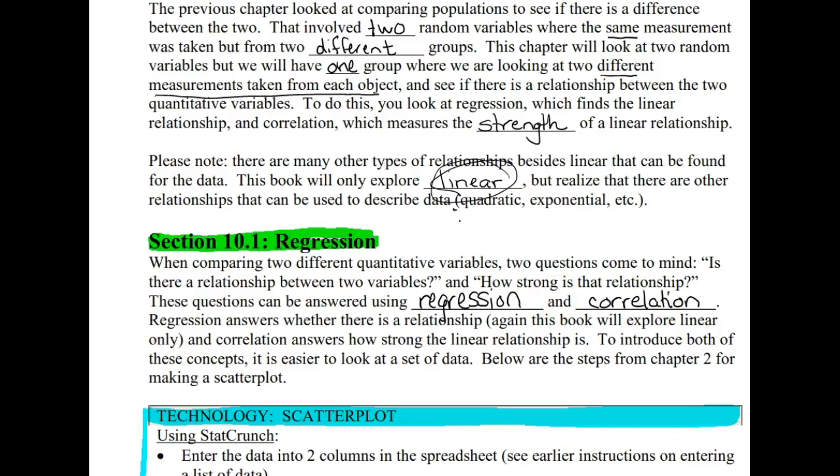We're going to highlight these two words because they will be used throughout this particular unit. Regression answers whether there is a relationship, and again, this book is only going to explore linear. Correlation answers how strong the linear relationship is. To introduce both of these concepts, it's easier to start looking at a set of data. Below are the steps from chapter 2 for making a scatter plot.